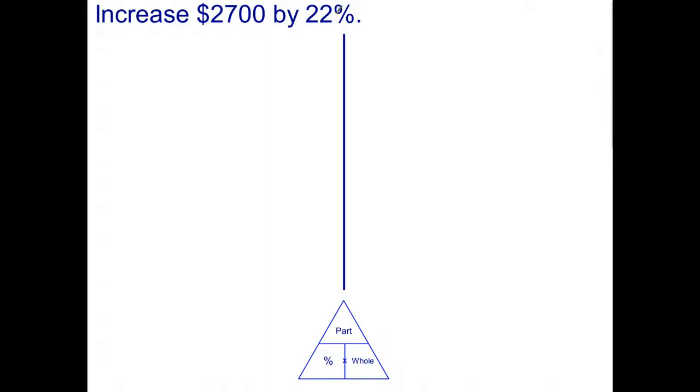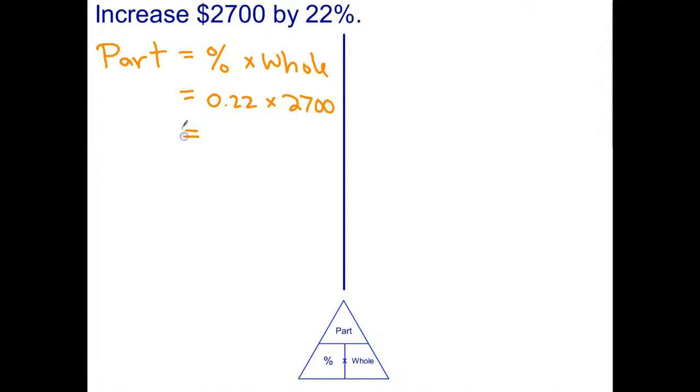you prefer. So this is the whole amount, or the original amount. That's obviously the percent, and we're trying to find the part. So we'll do that by writing our formula for the part. Part equals percent multiplied by whole. The percent is 22%, or 0.22. The whole amount is 2,700.